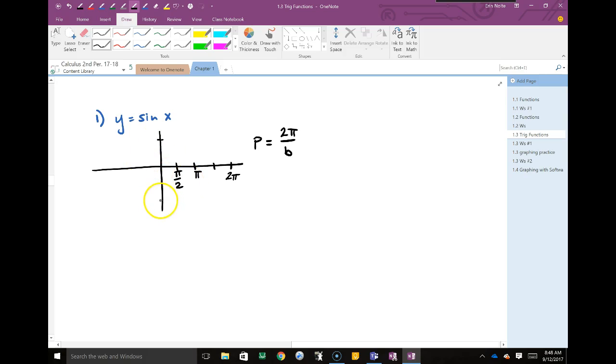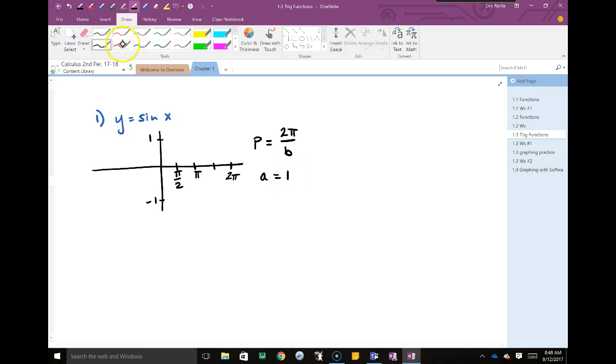Do you remember what the amplitude is? How high and how low it goes, right? And how do we figure that out? The number that's in front of the sine function. The number in front of the sine function is 1 in this particular case, so we have an amplitude of 1.